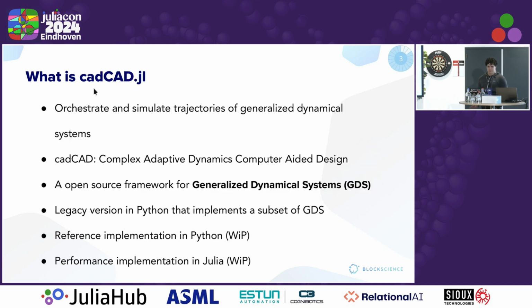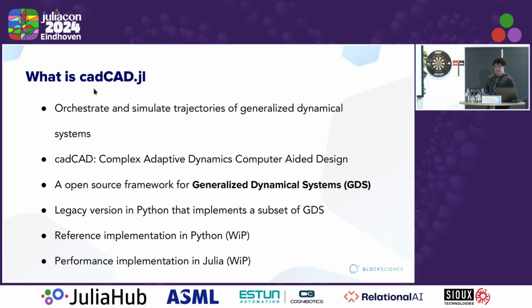So first things first, what is cadCAD.jl? cadCAD.jl is a library to orchestrate and simulate trajectories of generalized dynamical systems. It stands for Complex Adaptive Dynamics Computer-Aided Design. It's just a mouthful, but you guys are going to get a clearer picture of what the library does in a moment. Basically, it's an open source framework for generalized dynamical systems. It's a generalization of the idea, of the theory of a dynamical system.